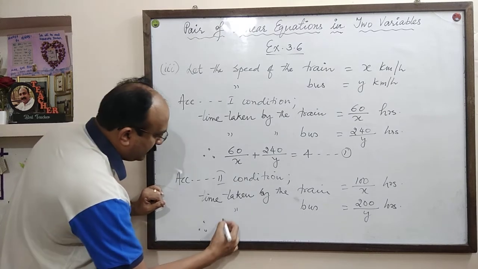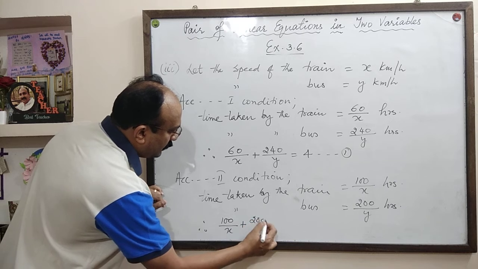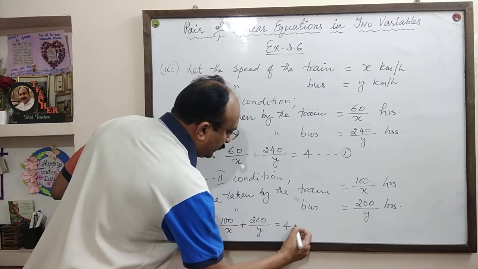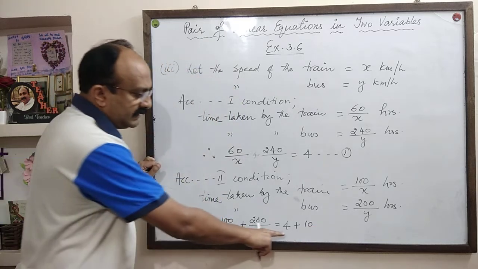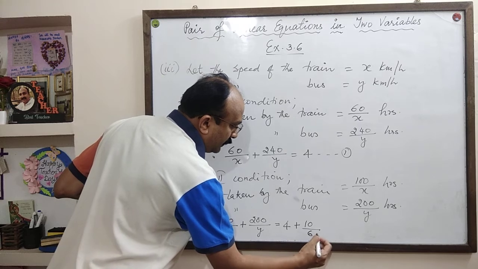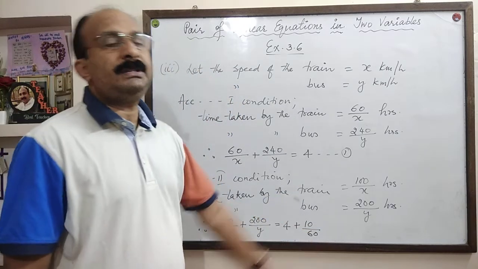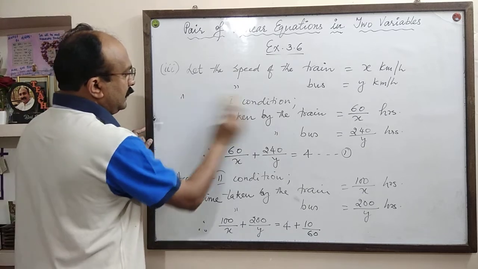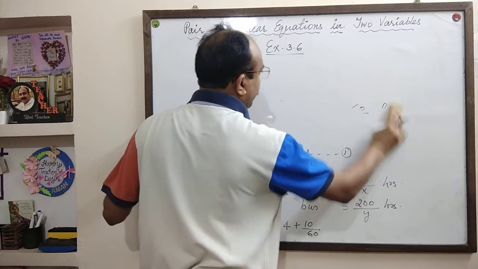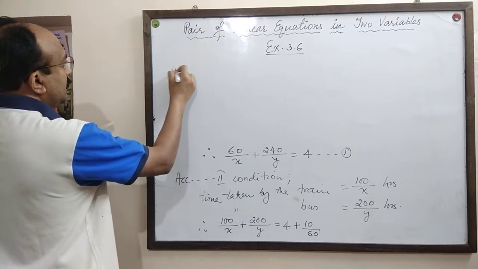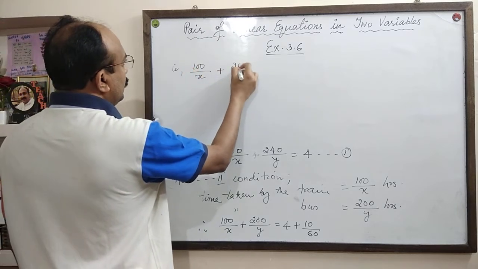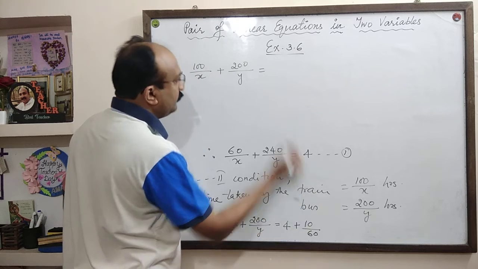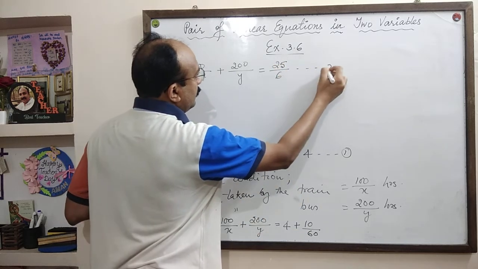Therefore, total time taken: 100 upon x plus 200 upon y is equal to 10 minutes longer than 4 hours. So 4 plus 10 minutes. This is in hours, this is in minutes, so it also has to be converted into hours. That is 4 plus 10 upon 60. Now this is to be simplified. So equation 2 is 100 upon x plus 200 upon y equal to 4 plus 10 upon 60. 0, 0 got cancelled. 4 into 6, 24 plus 1, 25 upon 6. This is equation number 2.